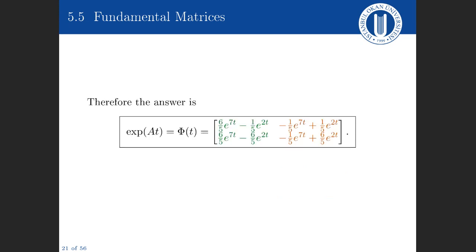And here it is. An exponential function of At, which is the same as the special fundamental matrix, is this matrix where the first column is the green function and the second column is the orange function. And I'll leave it for you to check that in this formula, if we calculate the exponential function of A multiplied by 0, then we get the identity matrix.